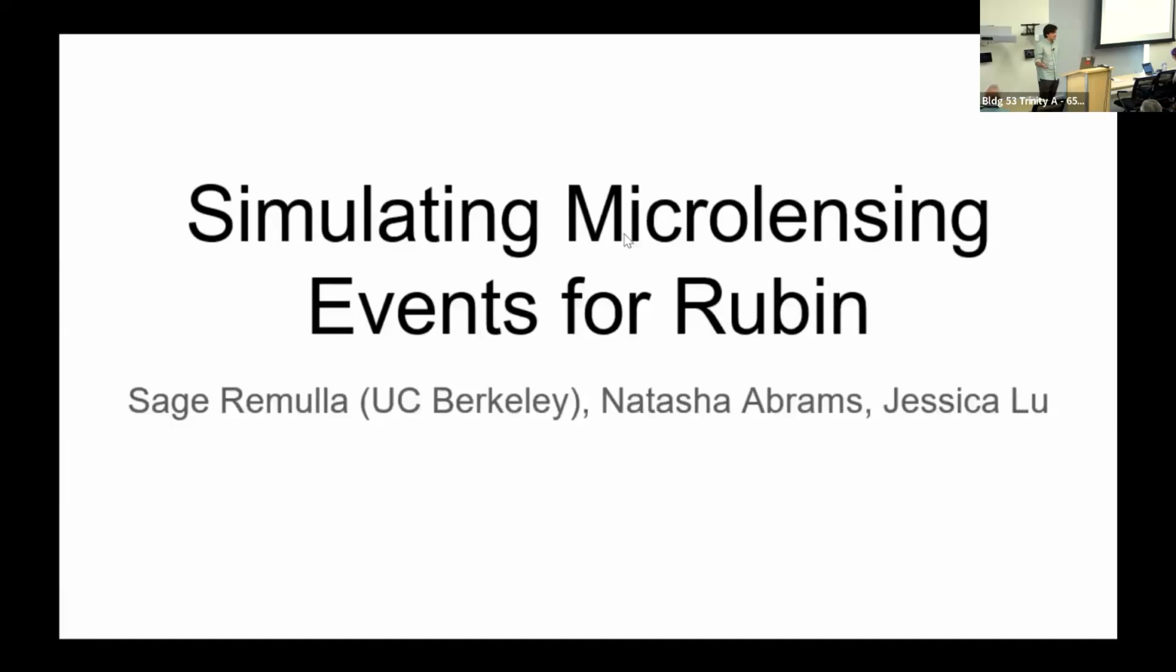Hello, everyone. My name is Sage. I am a new grad at the University of California, Berkeley. I'm going to be presenting on the simulation of microlensing events for Rubin.